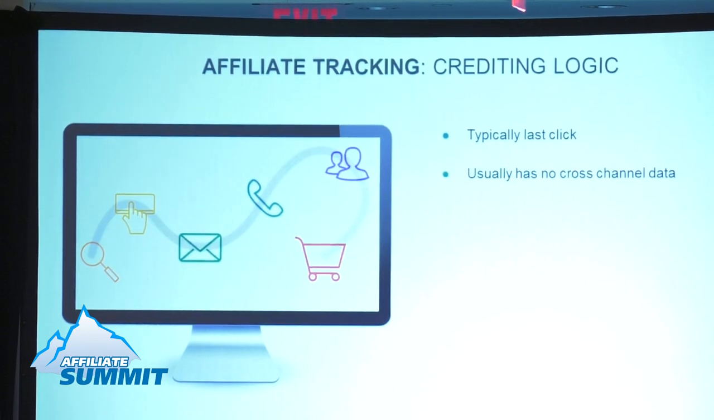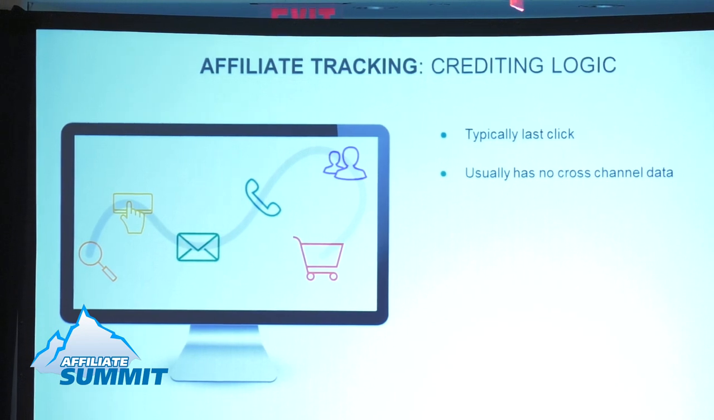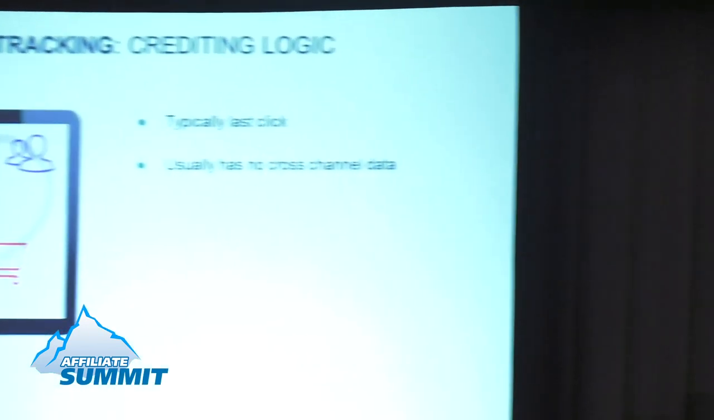It's usually not looking at cross-channel data if you're an affiliate manager. When you log into your affiliate network, you don't see that there was also a paid search click or social media or display or email clicks involved. You really are only seeing your affiliates, right? And typically you only see the winning affiliate. You don't usually see other affiliates that were involved.